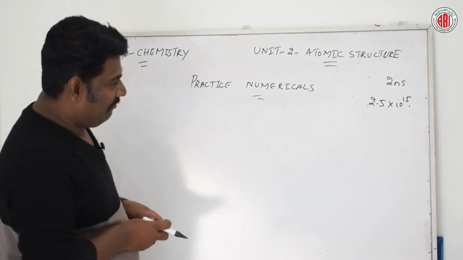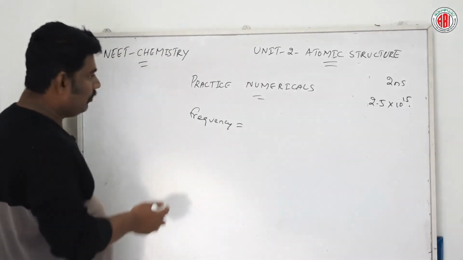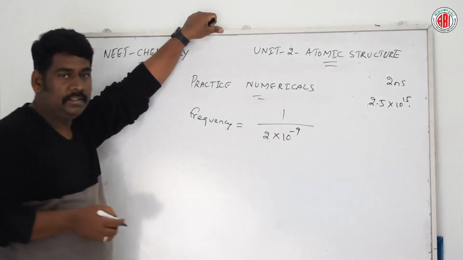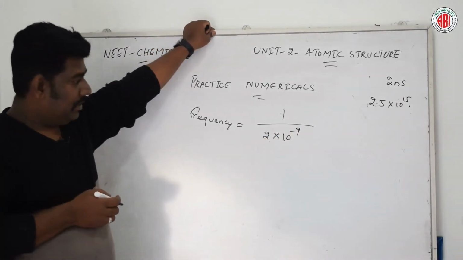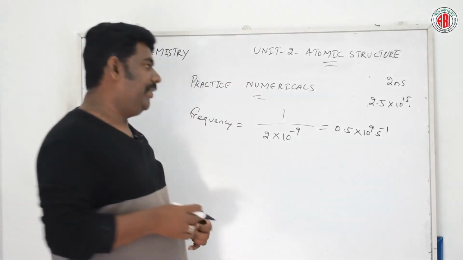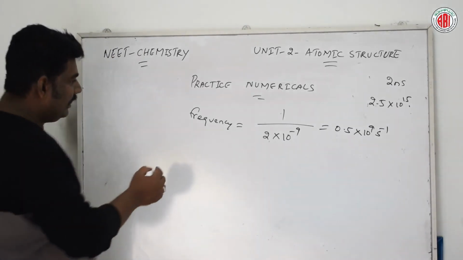Before that, first let us find the frequency. So frequency is equal to 1 by 2 into 10 to the power of minus 9. Simplifying this, we get 0.5 into 10 to the power of 9 per second. Now let us find the energy.